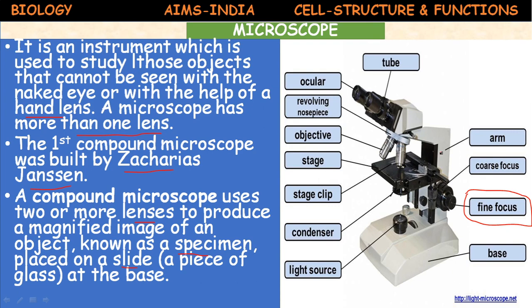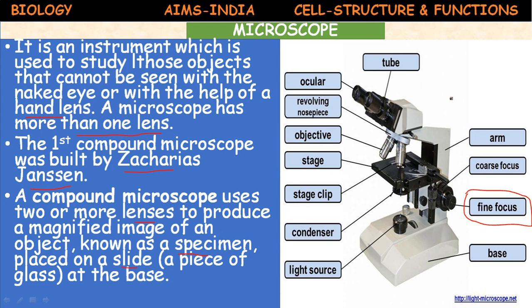Then the arm; you need to hold the microscope here. This is the arm of the microscope. Then the objective lenses are present, and the revolving nose piece. While observing, you need to do the fine focus adjustment so that you can see the object clearly.